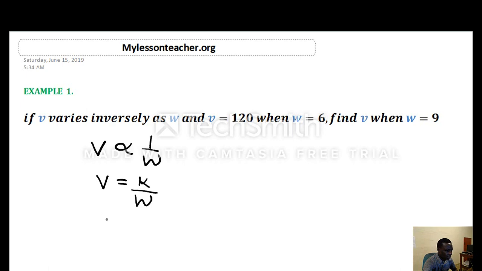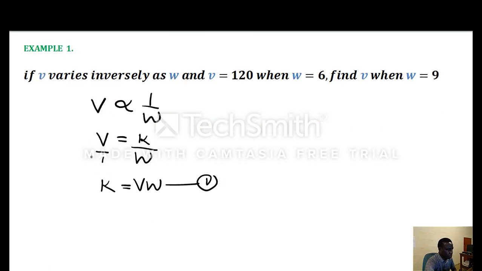I'm going to make k the subject of the formula and substitute v for 120 and w for 6 to get my value of k, such that I'll have v over 1 equals k over w. When I cross multiply, it's going to give me k is equal to vw. Let me call this equation 1. So I'm going to substitute values of v and w to get my value for k, such that k is equal to 120 times 6, which gives me 720.